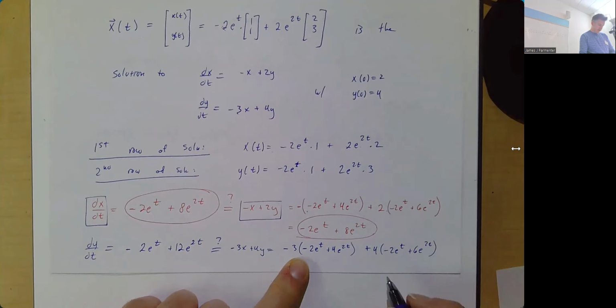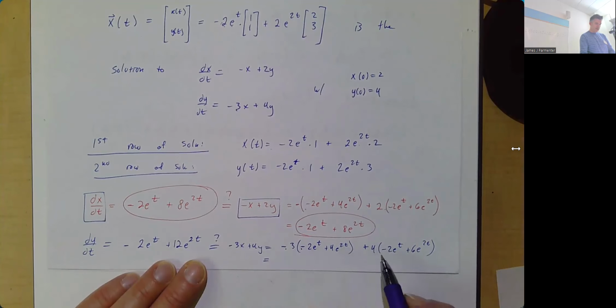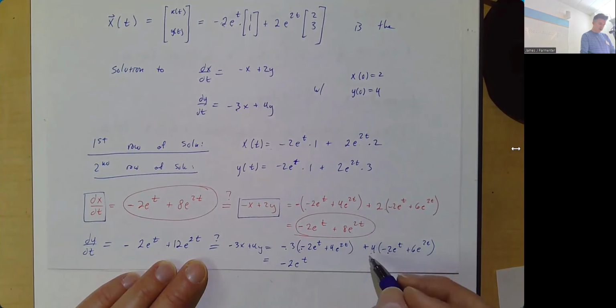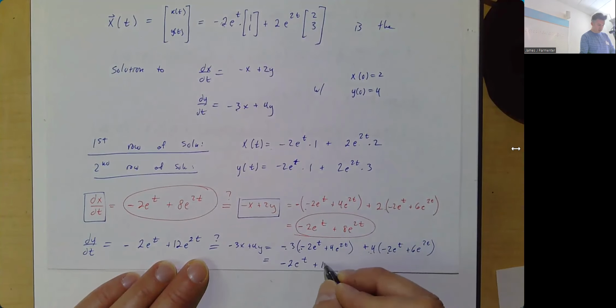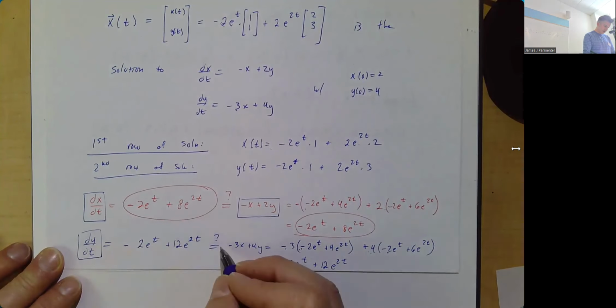And if we multiply this out, -3 times -2 is 6. 4 times -2 is -8. 6 plus -8 is -2 e to the t. -3 times 4 is -12. 4 times 6 is 24. -12 plus 24 is +12. So 12 e to the 2t. And those are exactly the same as each other. So yes, these things are equal.